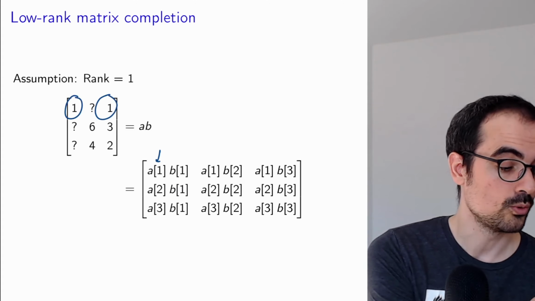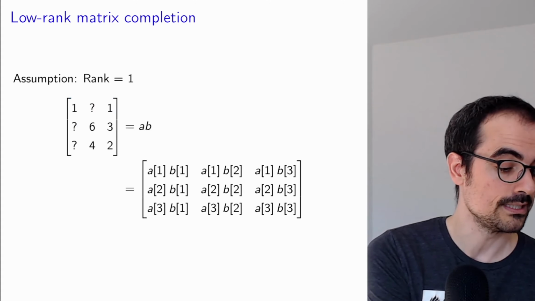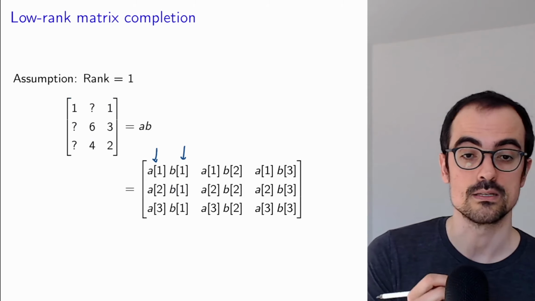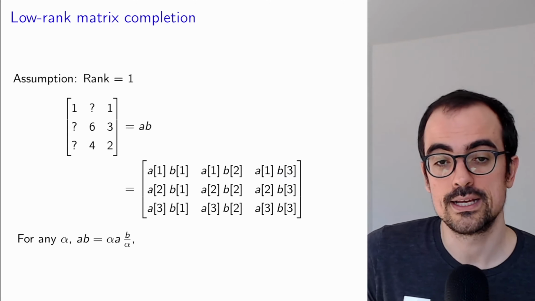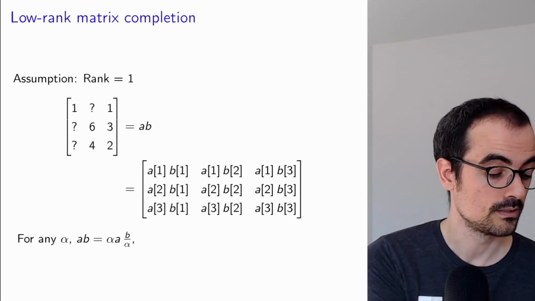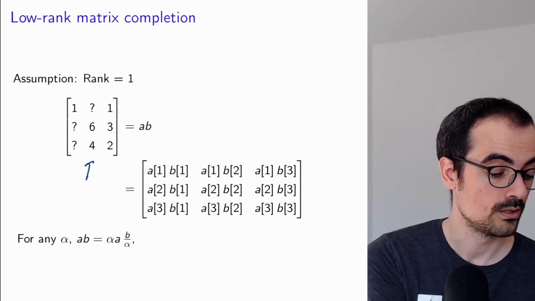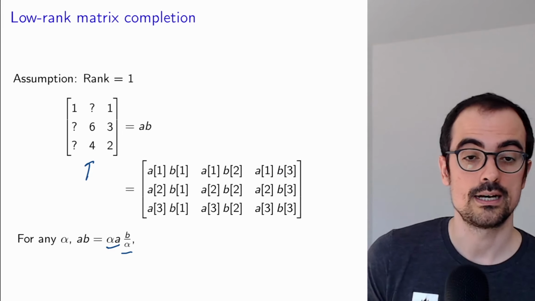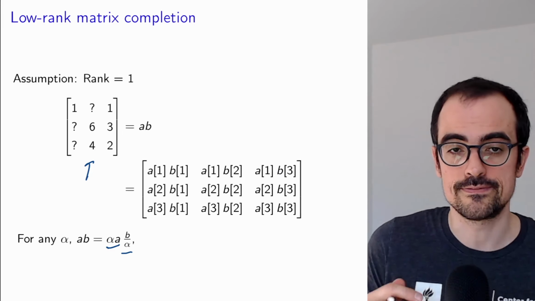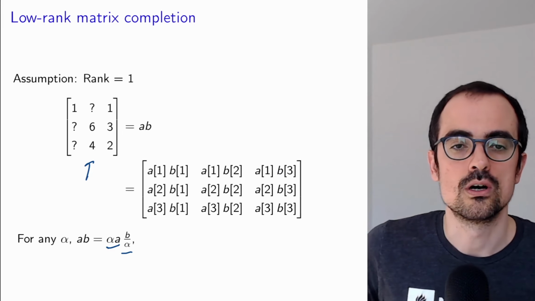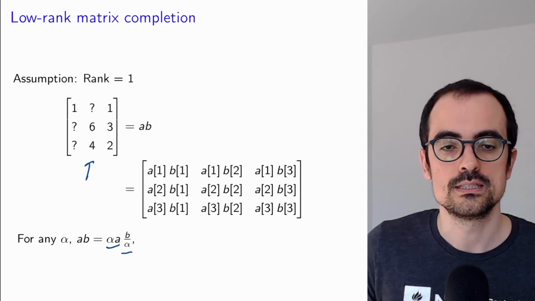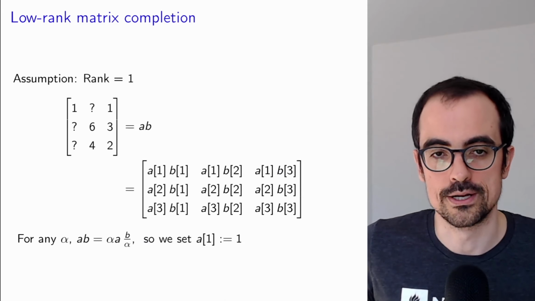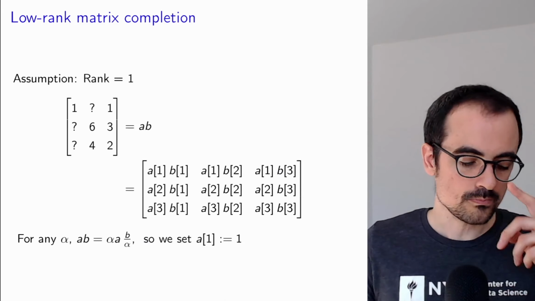The first thing that we need to notice is that if we scale each of these by a constant, for example alpha, and each of these by 1 over that constant, then we get the same values. Okay, so we need to basically fix the scale of either A or B, and the way we do that is by just choosing that A1 is going to be equal to 1. Okay, that's what we do.